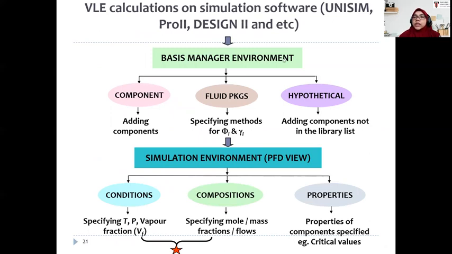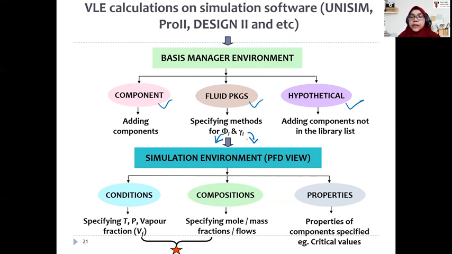The VLE calculation can also be obtained using simulation software, UNISIM, that we will cover in the next chapter. Okay, first we have the basic features known as the basis manager environment that consists of the component, fluid package, and hypothetical. For the component feature, we can add the component into the system. And then for the fluid package, we need to identify which fluid package to be used for both the fugacity coefficient and also the activity coefficient. For the fugacity coefficient, we have learned that it relates to the equation of state.